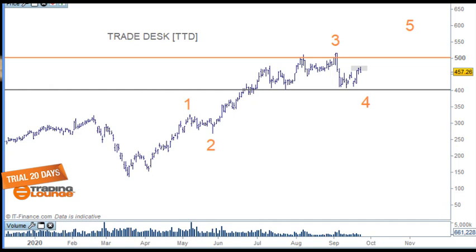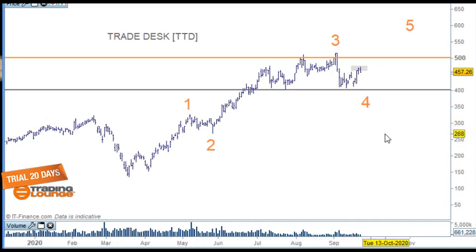Here we go. So Trade Desk. This is a technology software platform basically designed for advertising campaigns across various formats and devices and so on. Obviously a powerful application, because it's taken out the COVID tops here and has exceeded the old highs here.